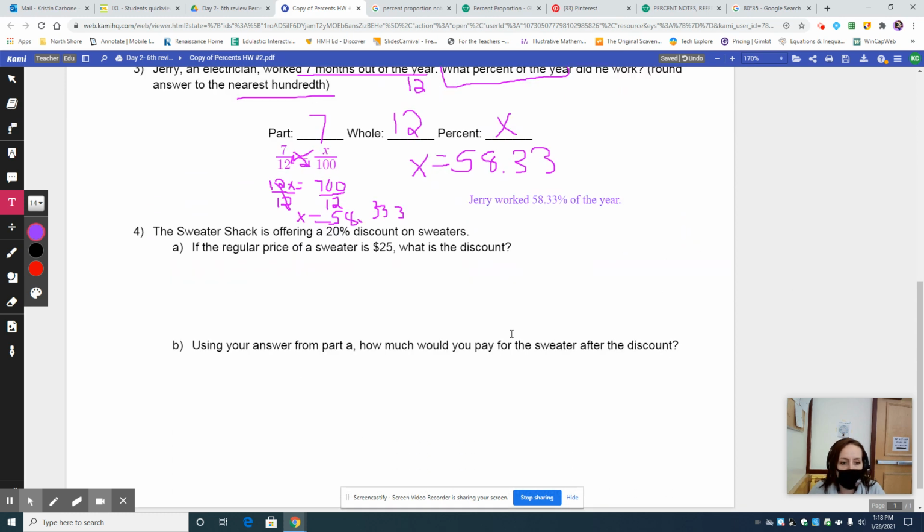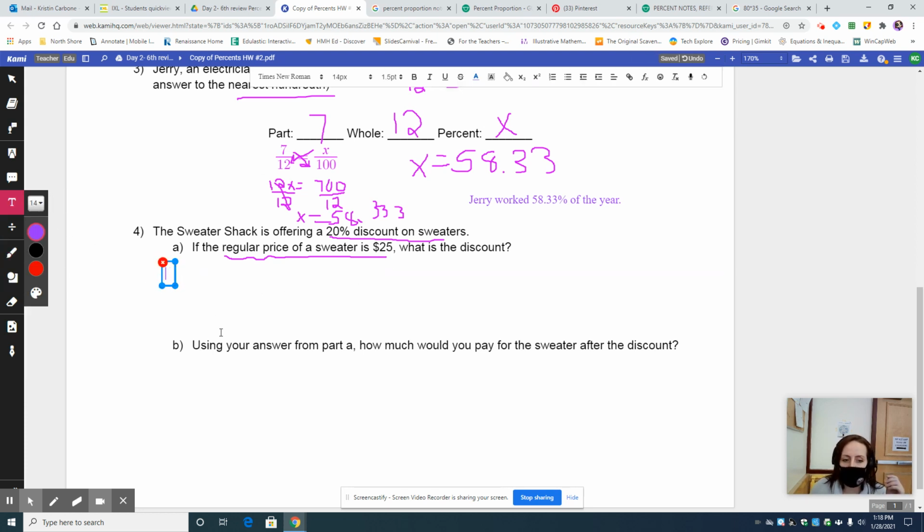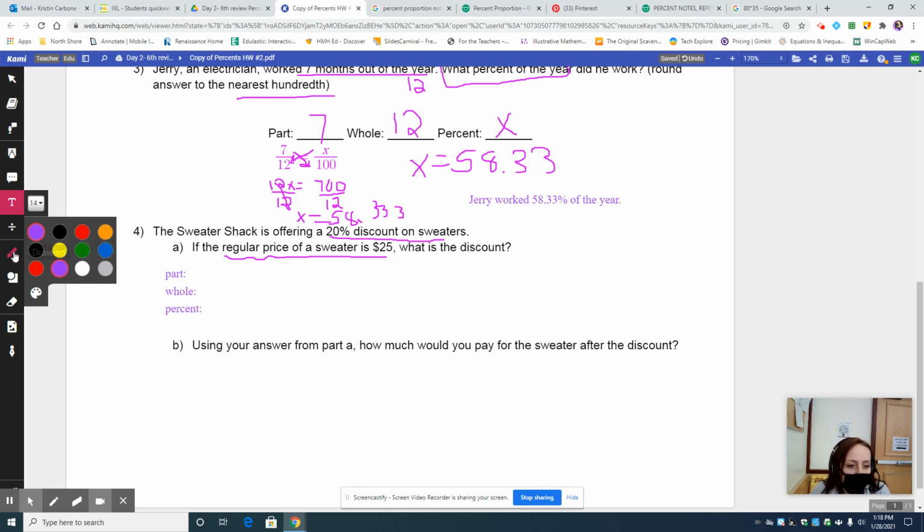All right. Last but not least, we have the Sweater Shack, very creative name, is offering a 20% discount on all sweaters. Part A. If the regular price of a sweater is $25, what is the discount? So notice we didn't write in the part whole percent here, but you should. You should get in the habit of doing part whole percent.